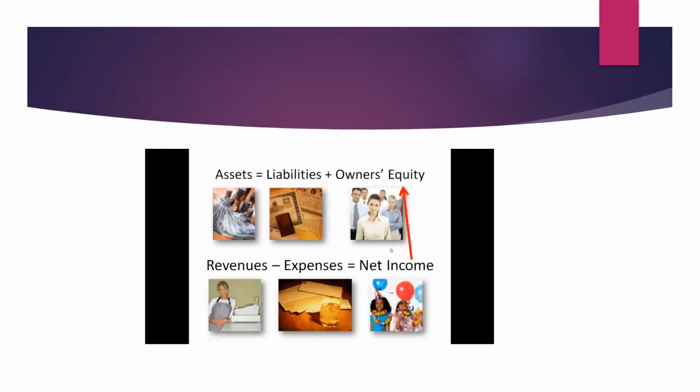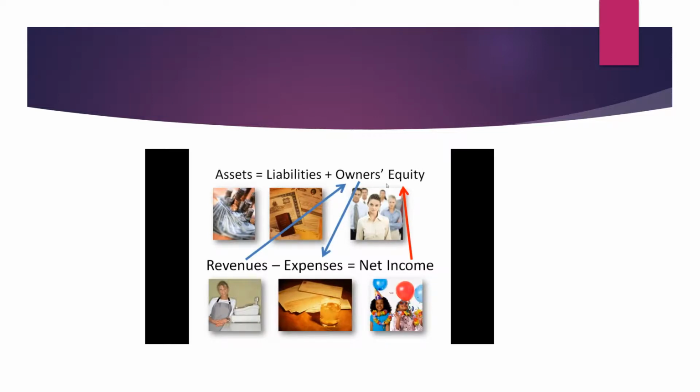Now, net income belongs to the owners. Assets equals liabilities plus owner's equity. Net income belongs to the owners. Therefore, net income will flow to the owners. This could be shown a different way. Revenues go to the owners. Expenses come out of the owner's share of the company.